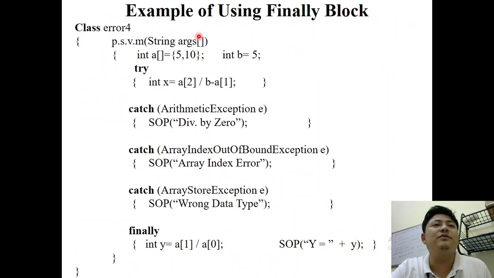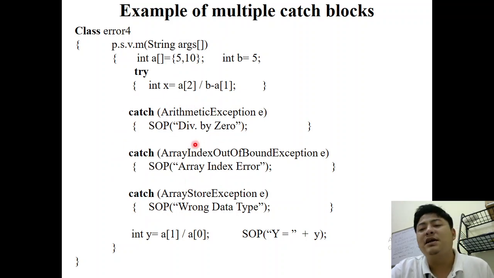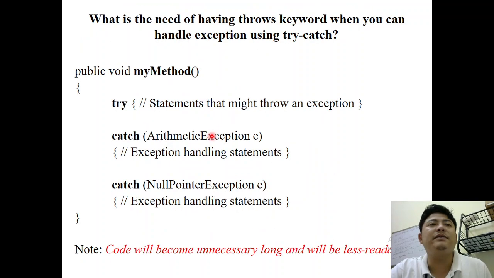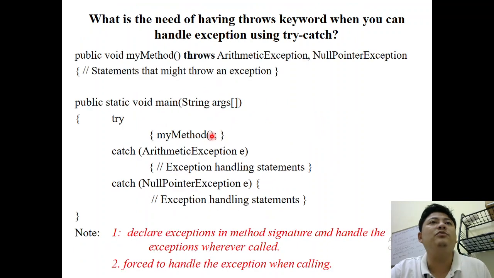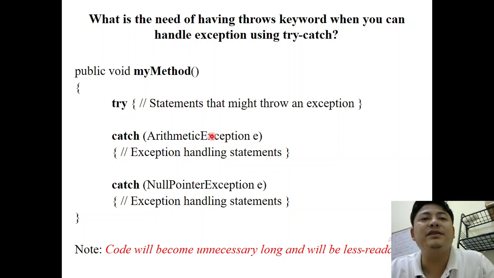So as you can see over here, let us consider this example. 1 2 3 4 5 6 statements you have written to handle this exception handling. These 6 statements can be rewritten in one go also, so thereby it reduces the lines of code. The code will become unnecessarily long, and if the code is long, it will be less readable.